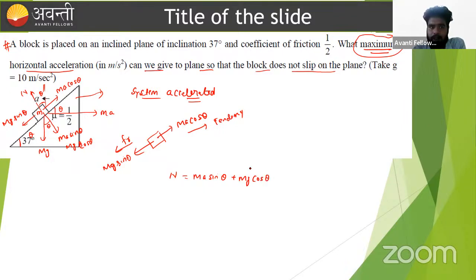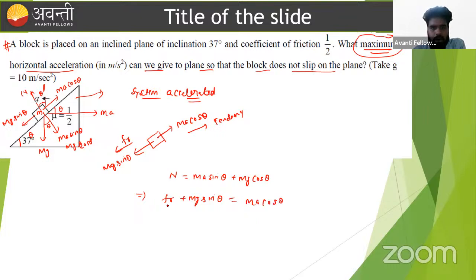If this is just a condition of slip, it means the block is not going to slip. That is done. So if we balance the forces along the incline, then what can we write down here, beta? That friction force plus mg sin theta equal to ma cos theta.